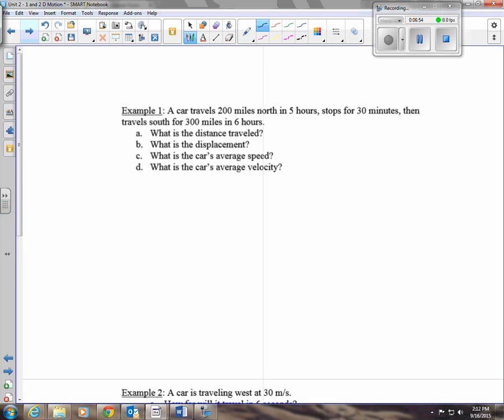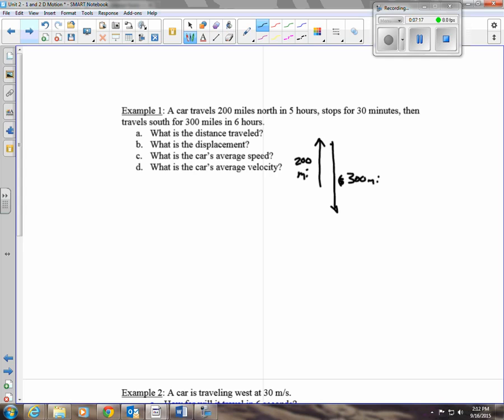Okay, a car travels 200 miles north in 5 hours, stops for a half hour, then goes south for 300 miles in 6 hours. So if I was to sketch it, it would look like this. We go 200 this way, turn around, and go 300 this way.